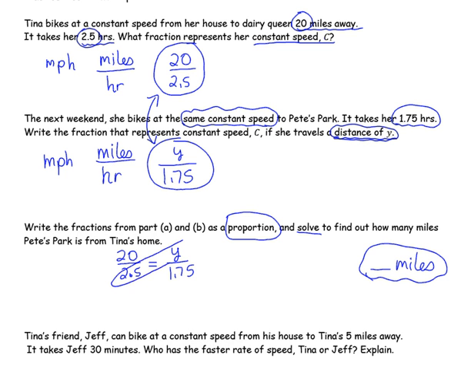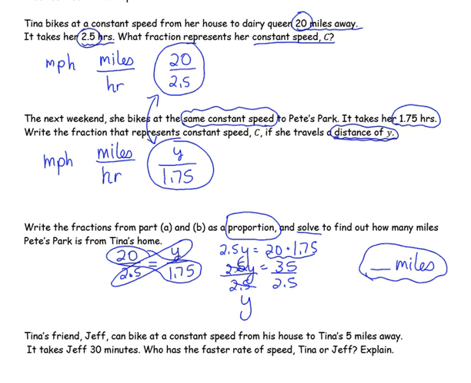To write your equation, use the cross product. We have 2.5y is equal to 20 times 1.75. Bring down 2.5y, simplify on the right, and that gives us 35. Then divide both sides by the coefficient 2.5, and y is equal to 14. 14 what? 14 miles.